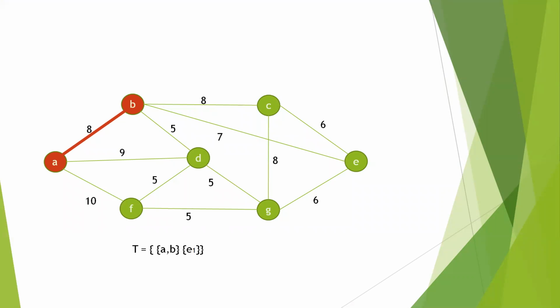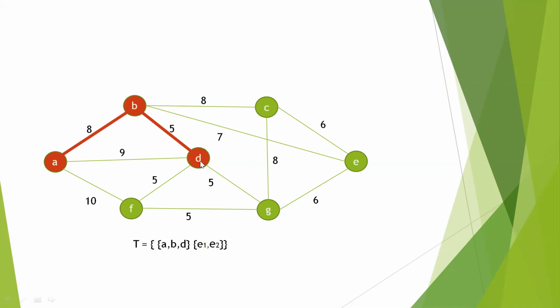Then in the next step, we check the adjacent vertices of B and A, which are F, D. Here A to F, the edge weight is equal to 10. Then B to D, the edge weight is equal to 5. And B to C, the edge weight is equal to 8. So the minimum edge weight is 5. So the new node we select here is D.